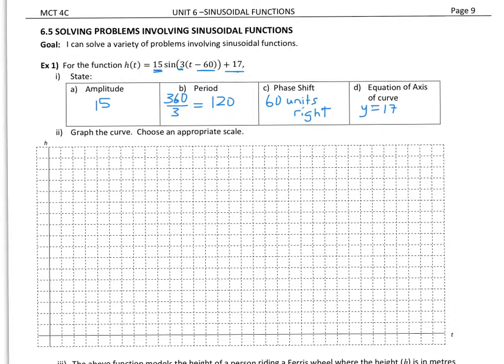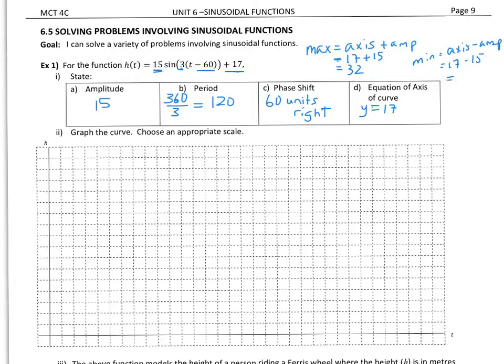So let's talk briefly about max and min values, because that tells us what we need to make our y values. To get our max, we always take our axis of the curve, I'm just going to put axis, and then we add the amplitude to it, and that will always give you your max. In this case we have our 17, and if we add 15 to it, we get 32. So we need to make sure that our y-axis goes as high as 32, and our min would be our axis minus the amplitude, so axis minus amp, and that's 17 take away 15, which is a 2.